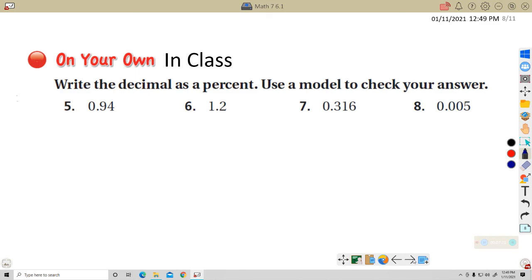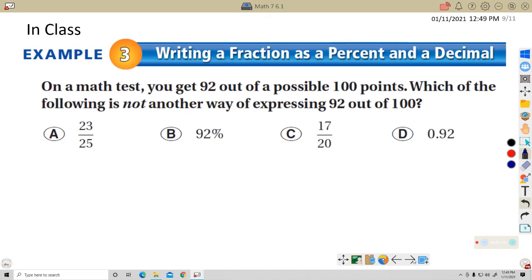I think that's it. We're done. We're going to do this one in class. I think we're done. Let's see. Yeah, these other examples we're going to do in class.